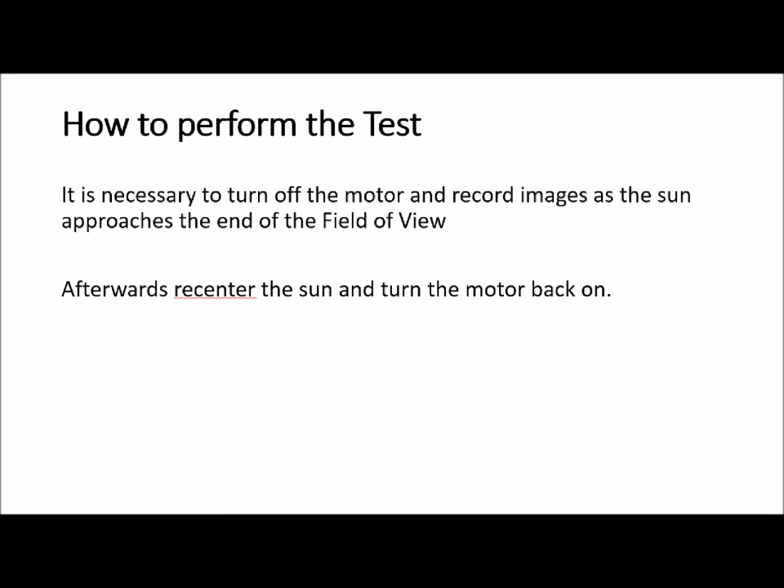How to perform this test? It's necessary to turn off the motor and record images as the sun approaches the edge of the field of view. The sun can't leave the field of view because our software isn't smart enough to do that. Afterwards, you have to recenter the sun and turn the motor back on.